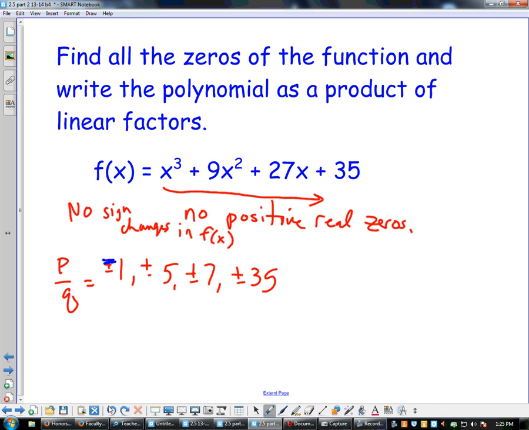Then, to find the number of negative real zeros, by the way, that means I can eliminate the positive ones here. I don't even have to try those, because there's going to be no positive real zeros. So that means there's going to be no positive rational zeros.